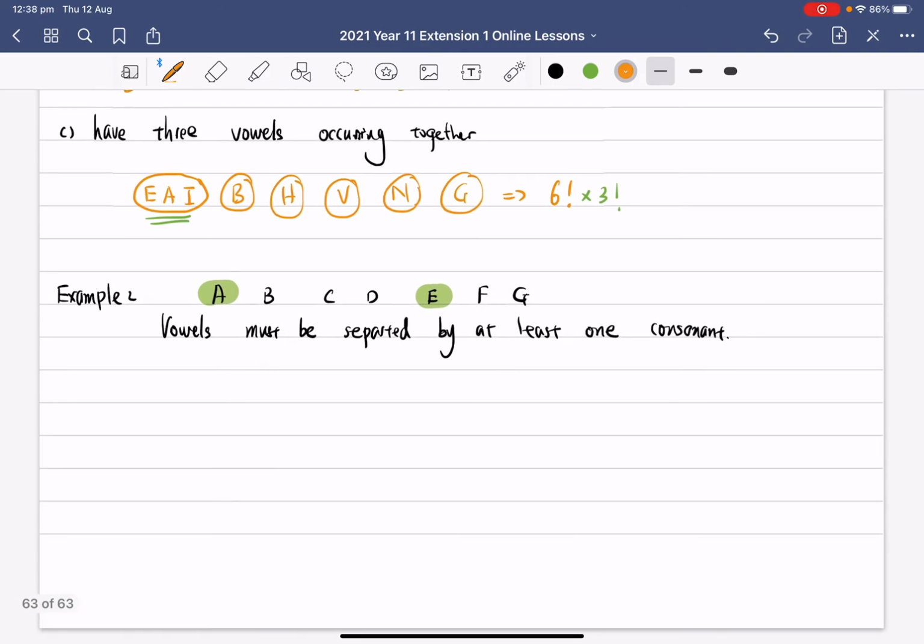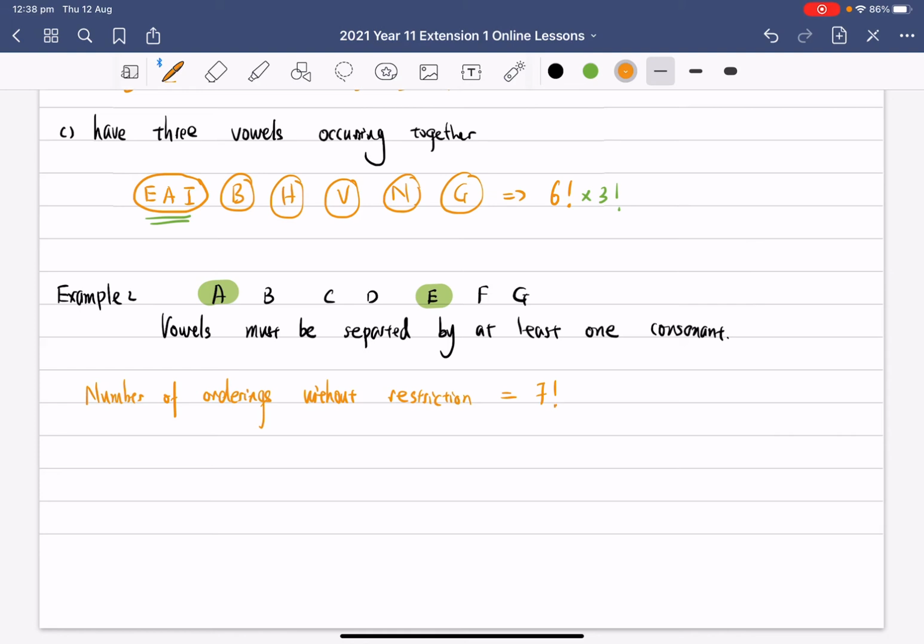So what we need to do is use the complementary method here. We basically find out the number of arrangements, or the number of orderings, without restrictions. So if we don't care about the positions of A and E, in this case that is just equal to 7 factorial.